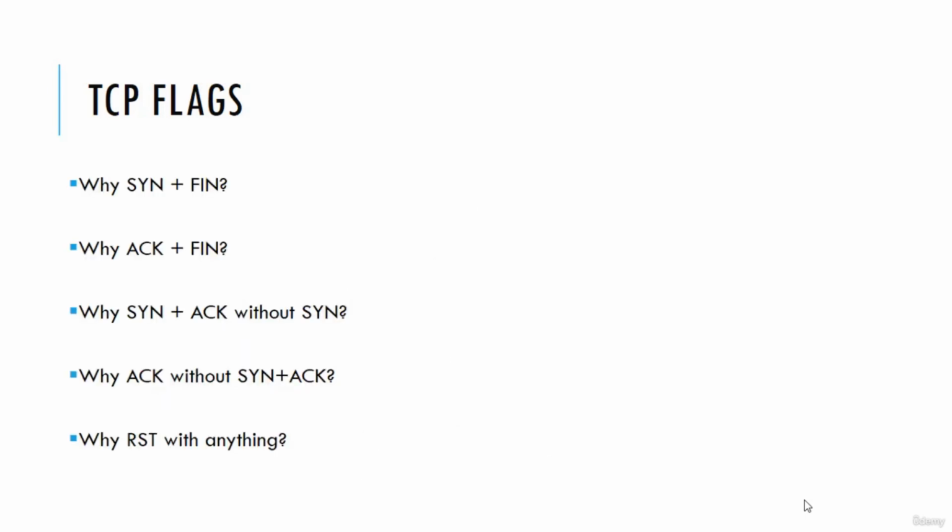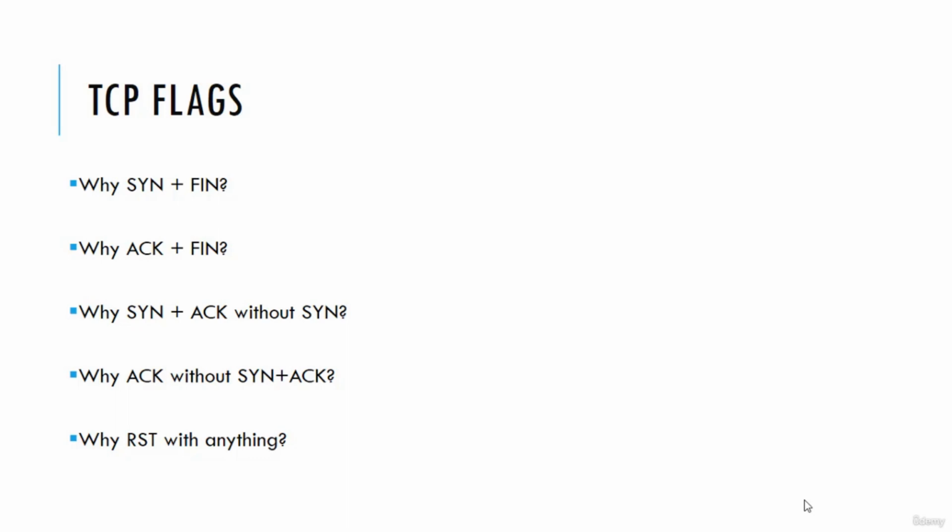Why would you have SYN plus FIN? Why would you have ACK plus FIN? Why would you have SYN plus ACK without a SYN preceding it? Why would you have an acknowledgement without SYN plus ACK? Why would you have reset with anything else? Why would you have a weird combination of flags inside your network that do not follow the normal communication of the three-way handshake and four-way handshake? If any of these combinations exist on your network, this says that you have malicious traffic inside your network.